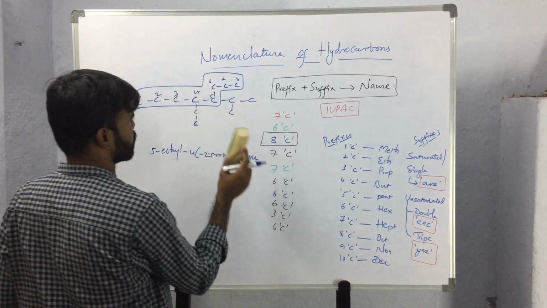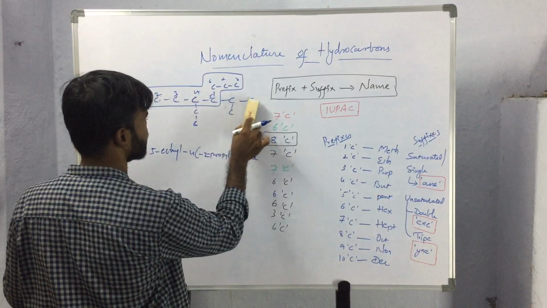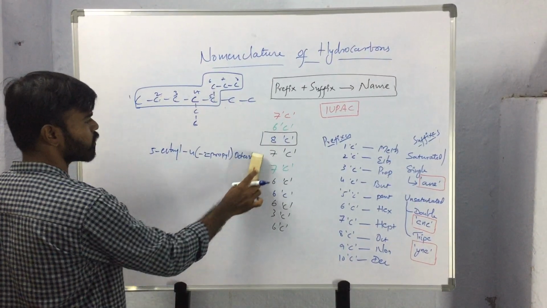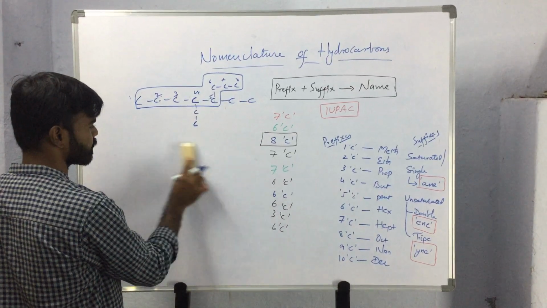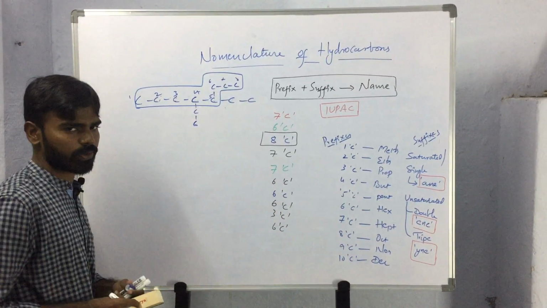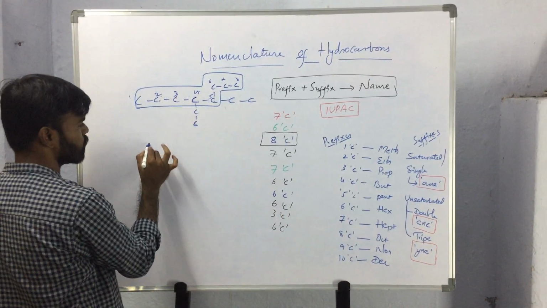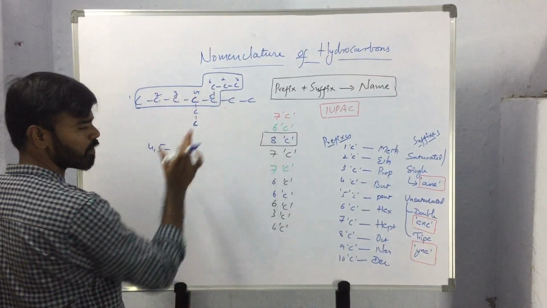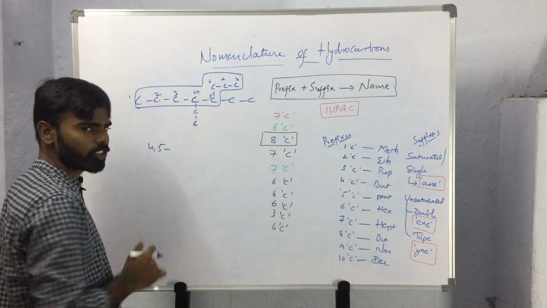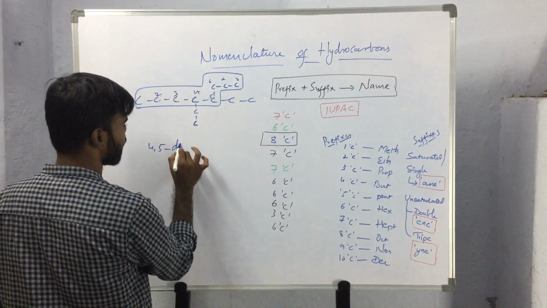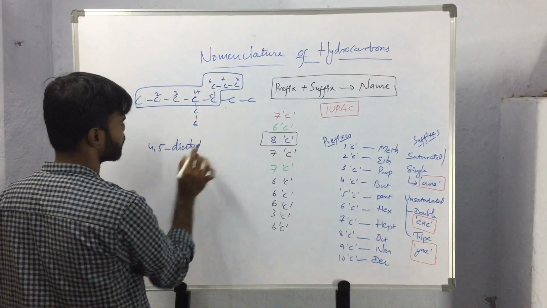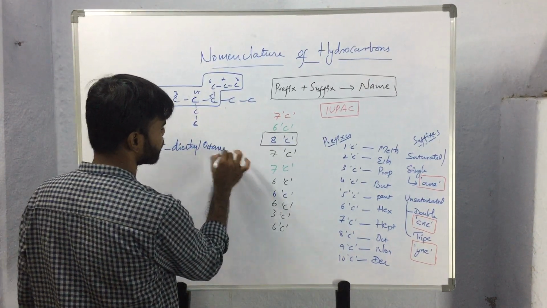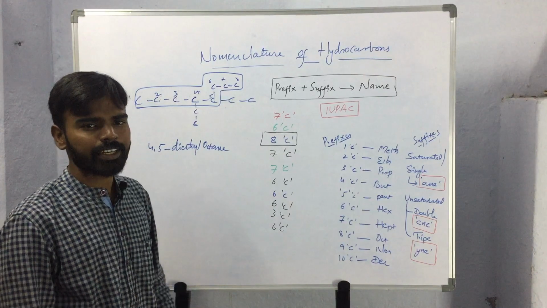So instead of this, if 2 ethyl groups are present, in this condition what will we do? So here 4, 5. Two carbon atoms are having the same type of substituents or branches. So diethyl, 4,5-diethyl octane. Like this, we will be naming the compound.